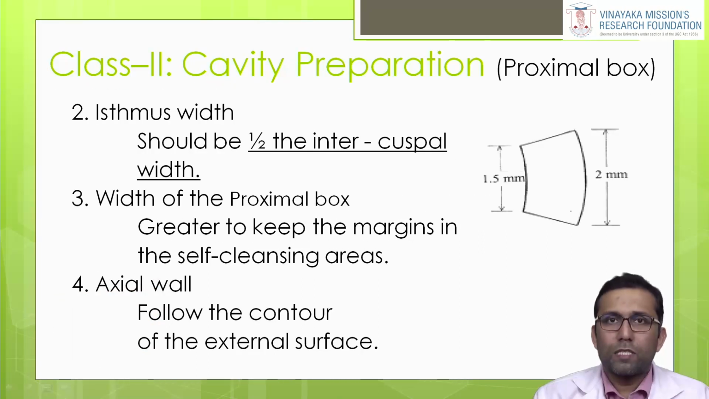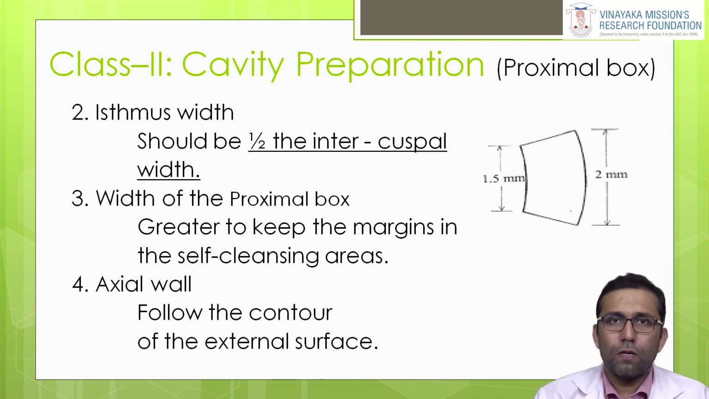Now the cavity preparation, especially for the proximal box, when you see the case of a class 2, the isthmus width, that is the width of the cavity preparation, should be half the intercuspal width or less than that to avoid the fracture of the restoration, because we have a lesser occlusal table. Now the width of the proximal box should be greater to keep the margins in the self-cleansing areas. When you prepare a cavity, the principle says that the margins of the restoration and the tooth should rest in a place which is a self-cleansing area to avoid marginal leakage or secondary caries.